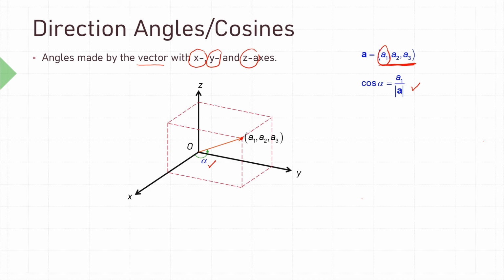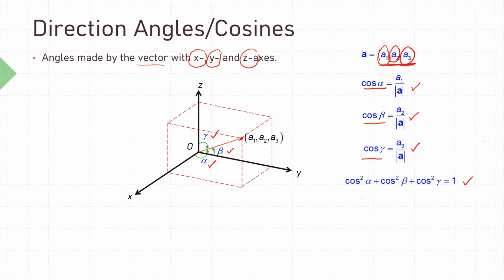Let's see the angle that is made by the vector with the y-axis, meaning to say that we have this beta angle. So we have the relation that cos beta is equal to the second component divided by the magnitude of A. And the last one, we have the angle that is made by the vector with the z-axis. So we have this one, gamma. So cos of gamma is equal to the third component divided by the magnitude of A. And if we square cos alpha, cos beta, cos gamma and add them together, we will get 1.